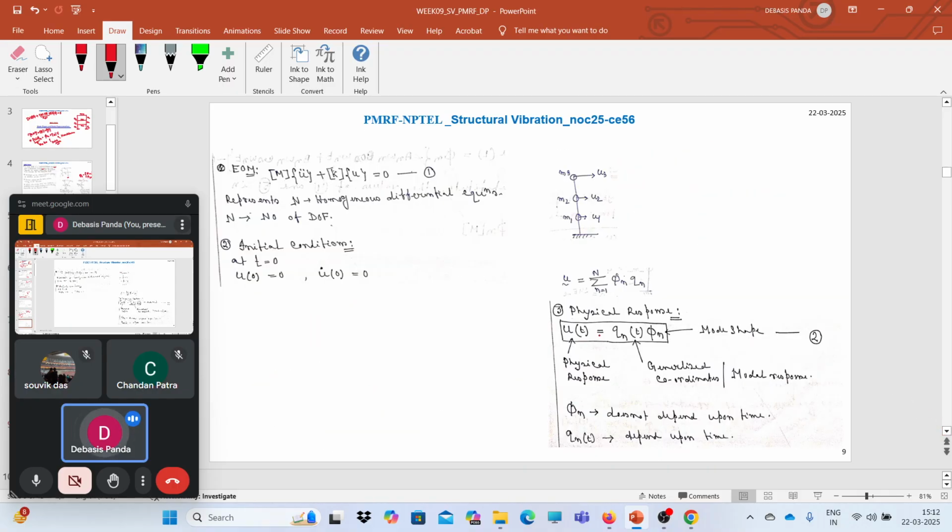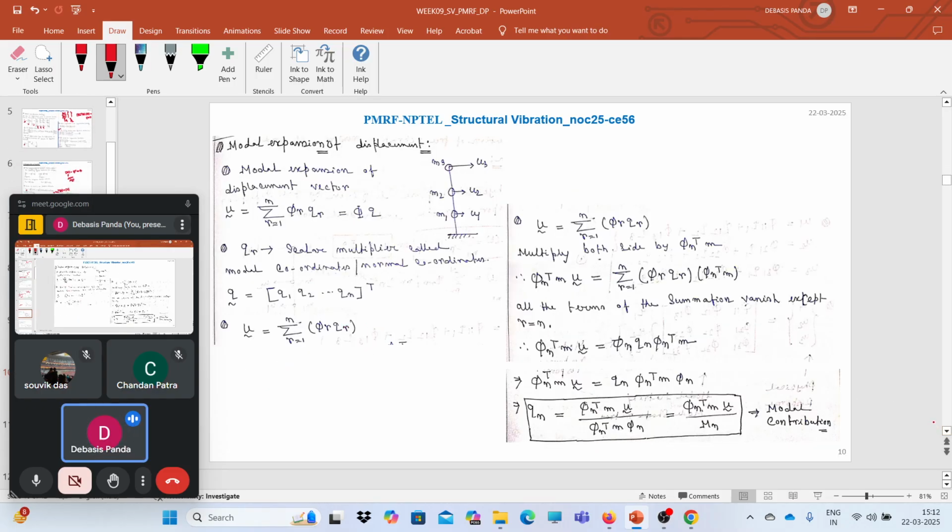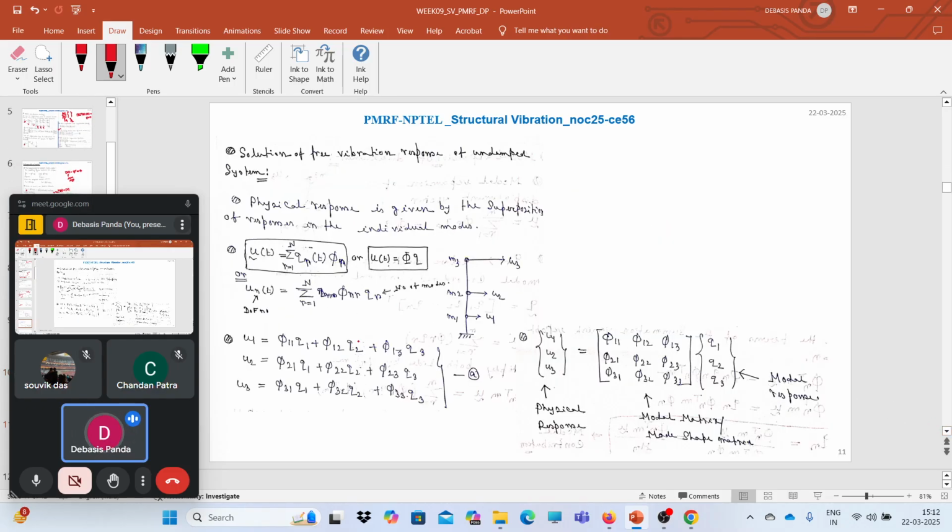Then during the last interaction session we moved to the response of an undamped free vibration system, where we have seen that the physical response u of t is nothing but, if I want to consider the effect of all modes, phi n qn, and the equations will look like this. If we want to expand the equation as per the degrees of freedom, we will have u1, u2, u3.